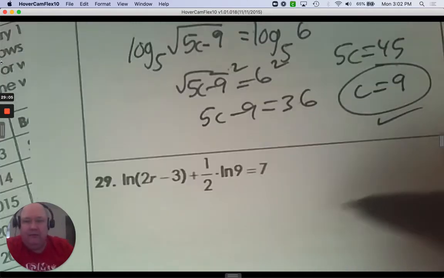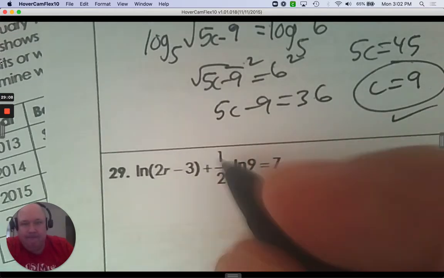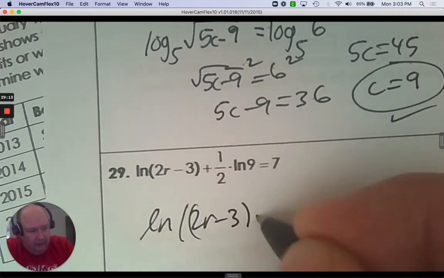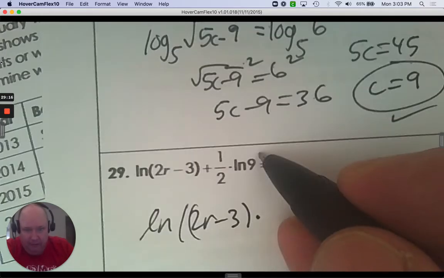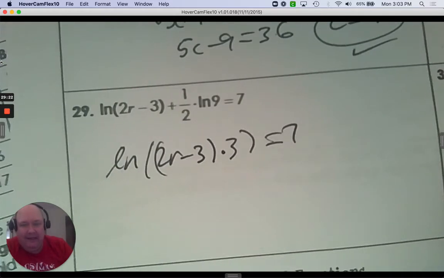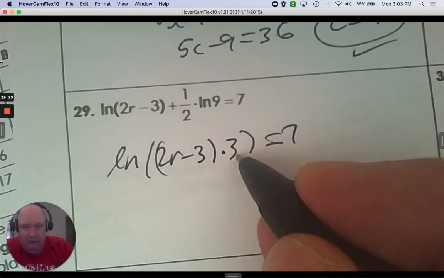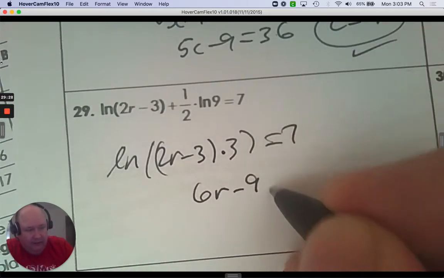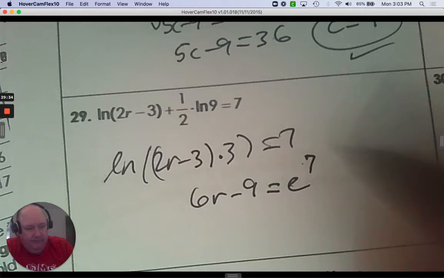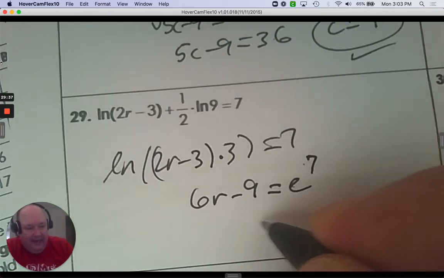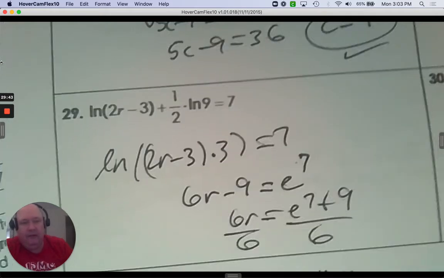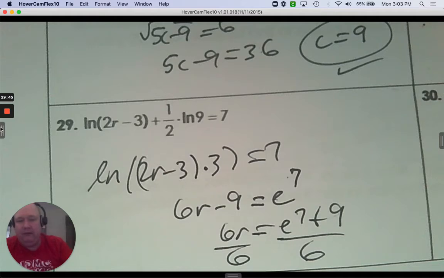Number 29, solve the equation. So write this as one logarithm. So we have 2r subtract 3 times. Now 1/2 as an exponent means the square root of 9. And then once you have that, write that as an exponential. So inside the logarithm, when you expand, is 6r, take away 9. And then the base is e to the exponent 7. This is going to require Desmos. We're going to add 9 and divide by 6. So e to the 7th plus 9 divided by 6.